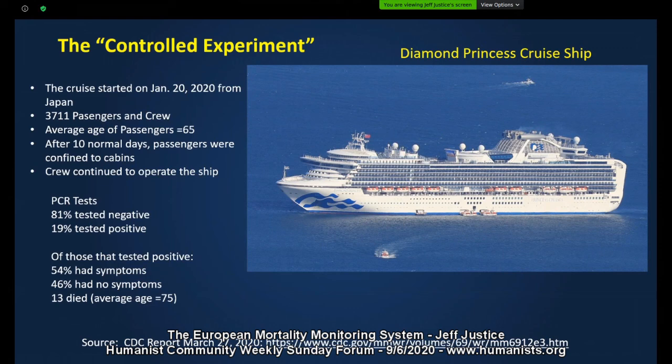And of those that tested positive, 54% had no symptoms, 46% had symptoms of the illness, and then finally 13 died. So that report is on the CDC website, and that's as close to a controlled experiment as we get in this world.